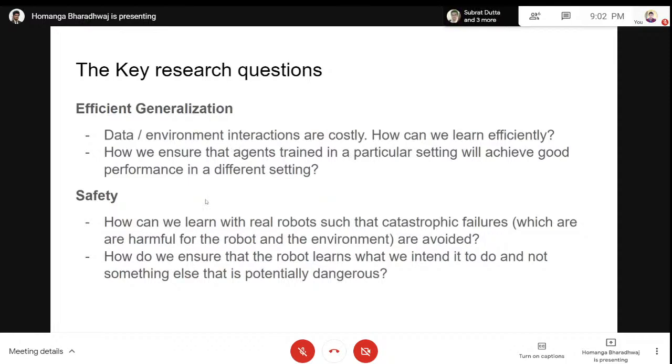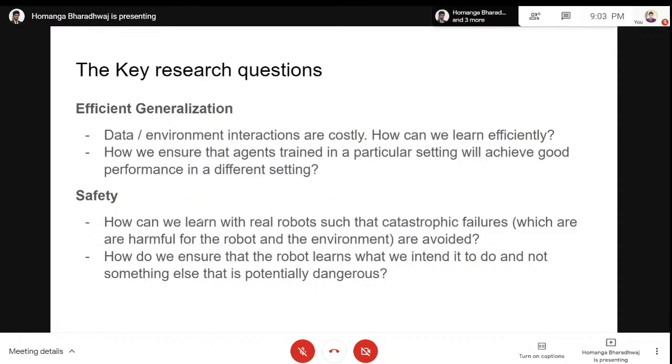And well, for generalization, how do we ensure that agents that are trained in a particular setting will achieve good performance in a different setting? The settings might be different because maybe the dynamics of the robot is different, maybe the environment terrain is different. For example, we have trained a quadruped to walk on the carpet, maybe in my home, and then we want the agent to walk on the grass outside. So how do we achieve that transfer?